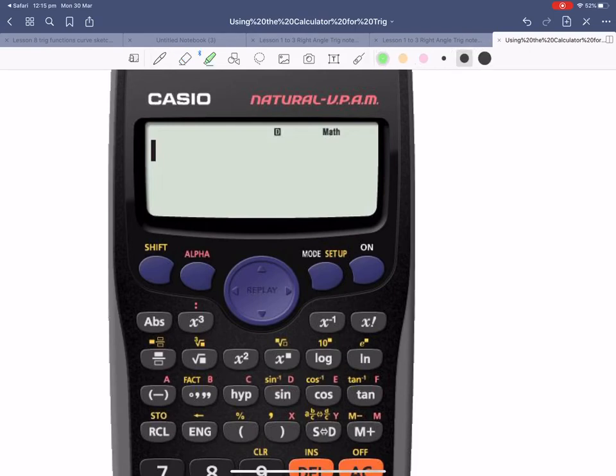cos and tan buttons. They're the third line down on your function buttons on your calculator. Okay, so sine, cos and tan.